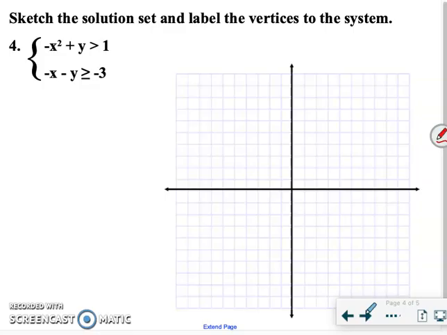So for the top inequality, I'm going to add x squared to both sides. And I feel like that's going to give us y is greater than x squared plus 1. Okay, so I'll use red here for this one. If I look at y is greater than x squared plus 1, this is just the parent function shifted up 1 unit. I'm also noticing that this is a greater than, not greater than or equal to, which tells me that this is going to be a dotted line.